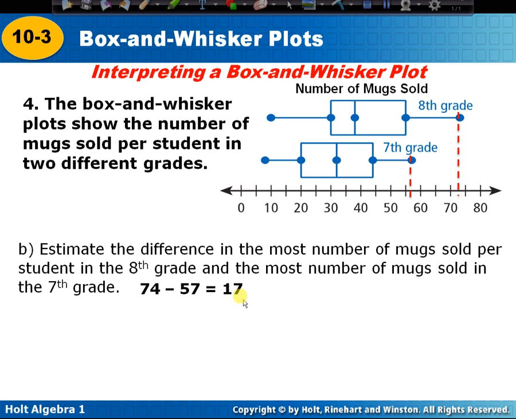So we're going to estimate that to say that that's 74 for our maximum in the 8th grade and 57 for our maximum in the 7th grade. So 74 minus 57 equals 17. And I know I'm subtracting because it says estimate the difference, and difference means for you to subtract those two numbers. So 17 is our estimated difference between the most number of mugs sold per student in the 8th grade and the most number of mugs sold per student in the 7th grade. Again, all you have to have there is the answer. The 74 minus 57 equals 17.